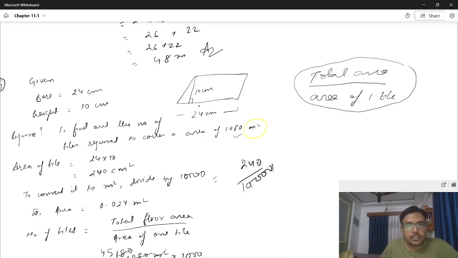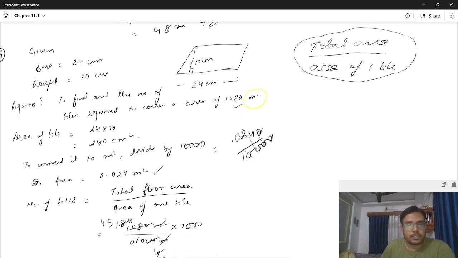So the area of a tile is 24 into 10 centimeter square. Now we will convert it into meter square, so it will be divided by 10,000. So it will come to 240 divided by 10,000, which is 0.024 meter square. You get the area. This is the only tricky part in this question: you have to convert centimeter square into meter square.